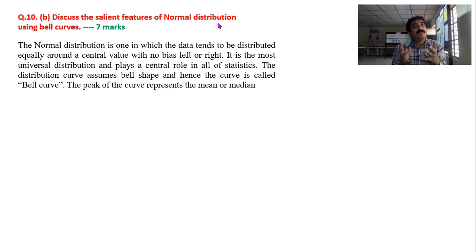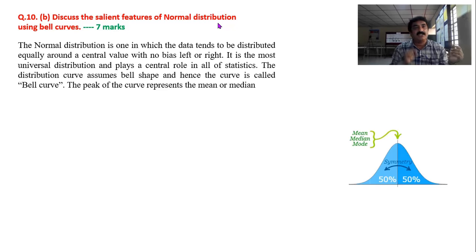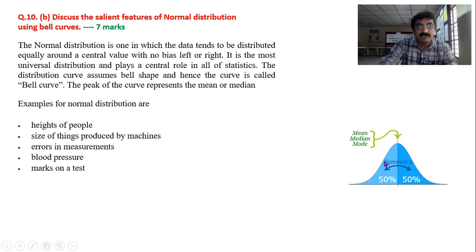Okay, such type of distribution is called normal distribution, and the normal distribution is represented by this type of curve. Because it looks like a bell, it is called a bell shaped curve. Okay, from the bell shaped curve we can calculate the basic parameters like mean, median, mode. Okay, the peak represents that, and some examples we can give.